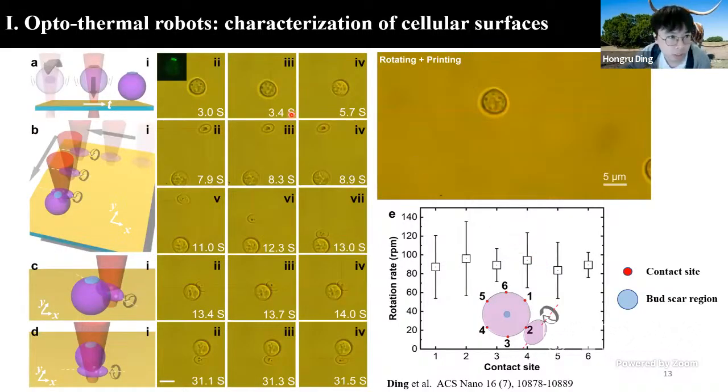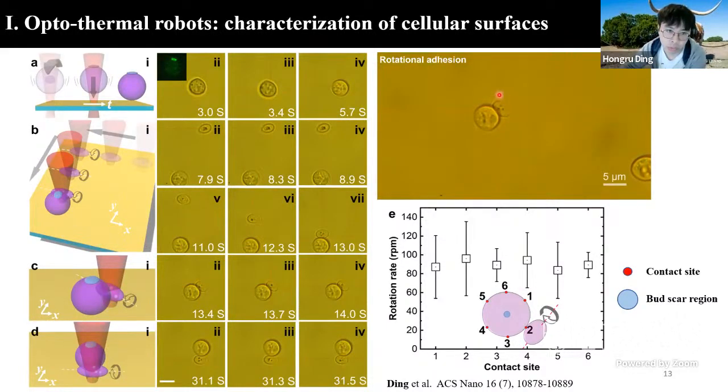Last piece of this project, we achieved the characterization of the cellular surface. That's the most exciting part of this work. Basically, it shows some promising biological applications of our platform. So let's directly look at the video. So first, we rotate this yeast cell and then print it on the substrate. Then we bring another, smaller cell, the smaller cell functioning as a probe cell.